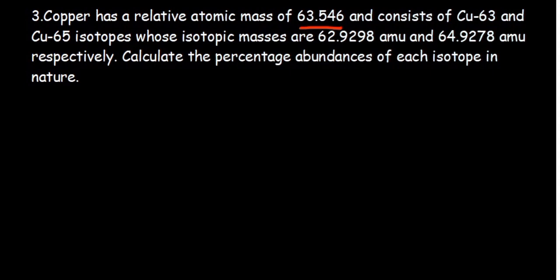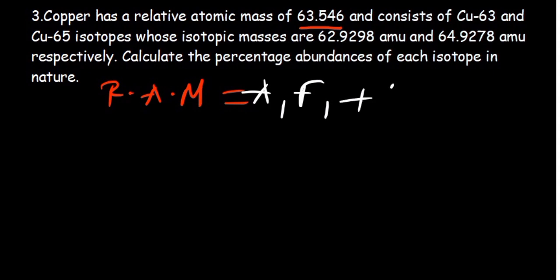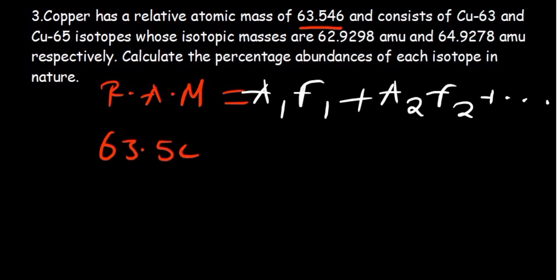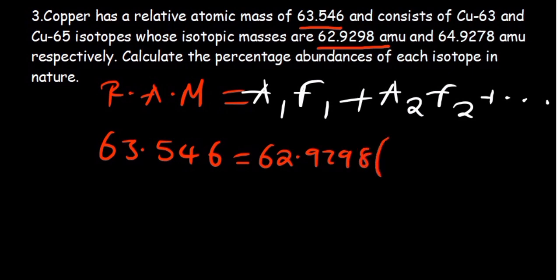So now this question is basically very, very simple. They've already given us a relative atomic mass, and from the previous question we had noticed that the formula is basically the respective atomic mass multiplied by the abundance. Okay. So whenever you have more than 2, the same formula continues there. So we've been given the relative atomic mass to be 63.546. So what is the atomic mass for copper 63? It is 62.9298. The abundance there we don't know, so we can put X to represent it.